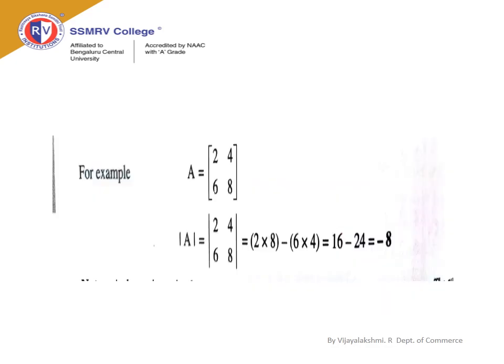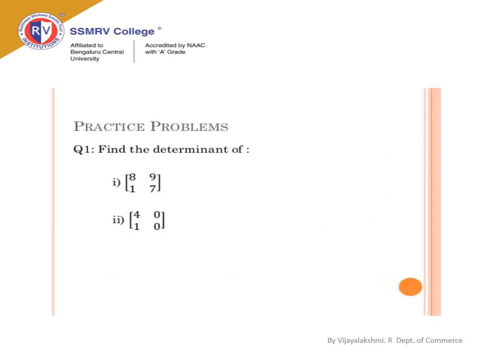One more problem is explained for you. A is equal to 2, 4, 6, 8, and you are asked to find the determinant A. Determinant A is indicated by using the symbol: two parallel lines, in between that A will be written, is equal to, and in the second two parallel lines the elements are written. Here we need to find out the determinant of 2, 4, 6, 8.